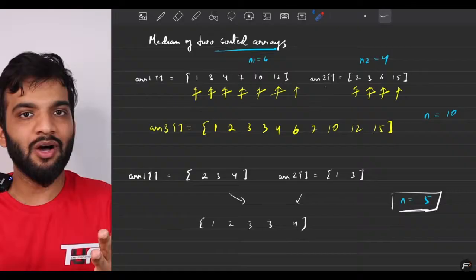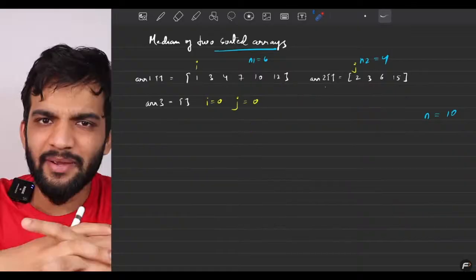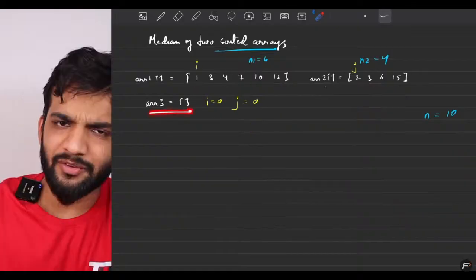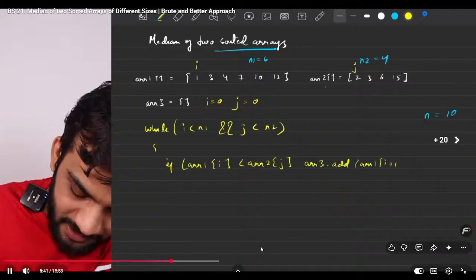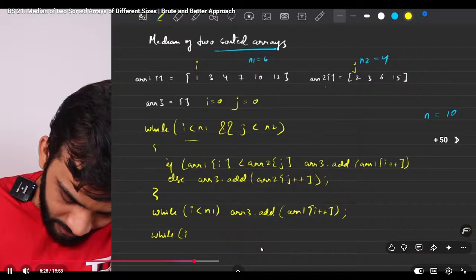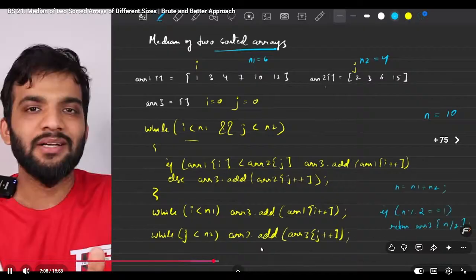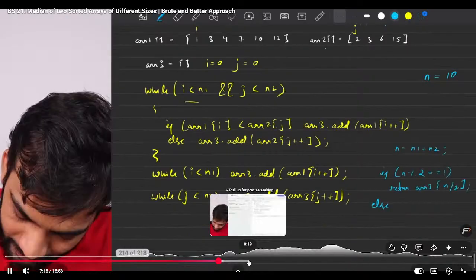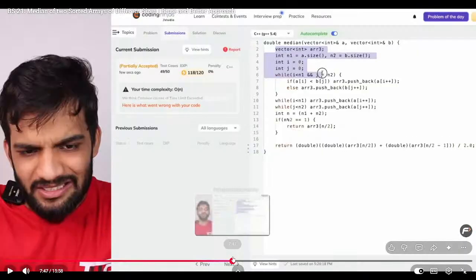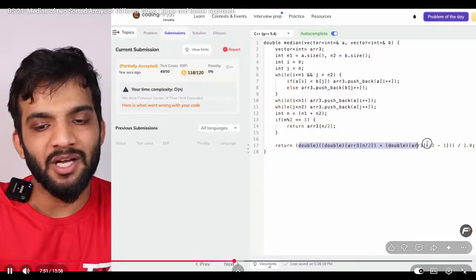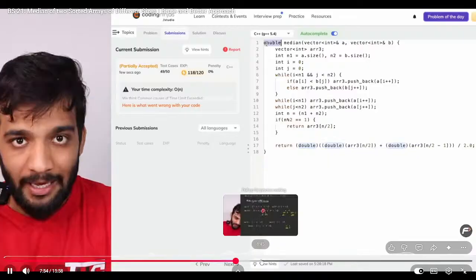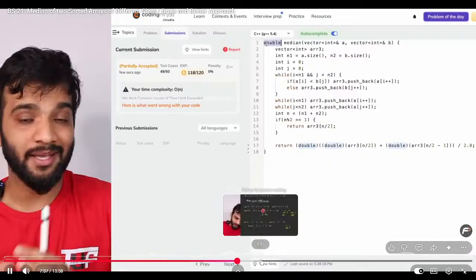So let's quickly write down the pseudocode. What I've done is I've taken an array 3, which is an empty array. I've taken index i, which points to the first array, and j to the second. The median will be array 3, same code. The only minute difference is I'm typecasting over here because the answer will be in double, and if you do not typecast, these are integers, you might end up getting incorrect answers. So if you try to submit this, you'll get a partially accepted.